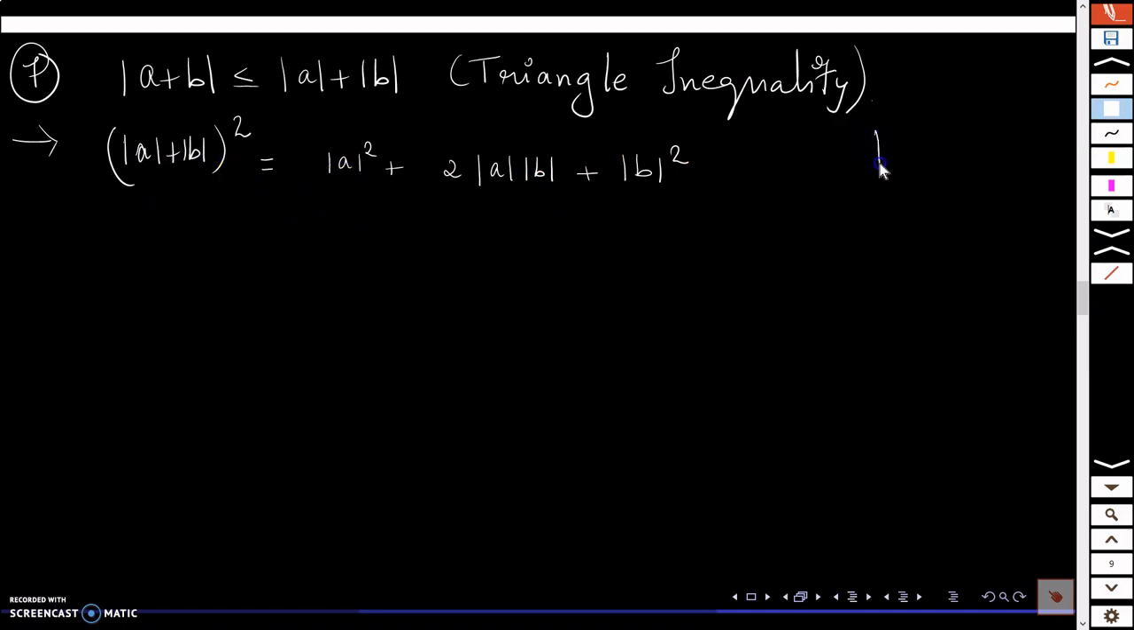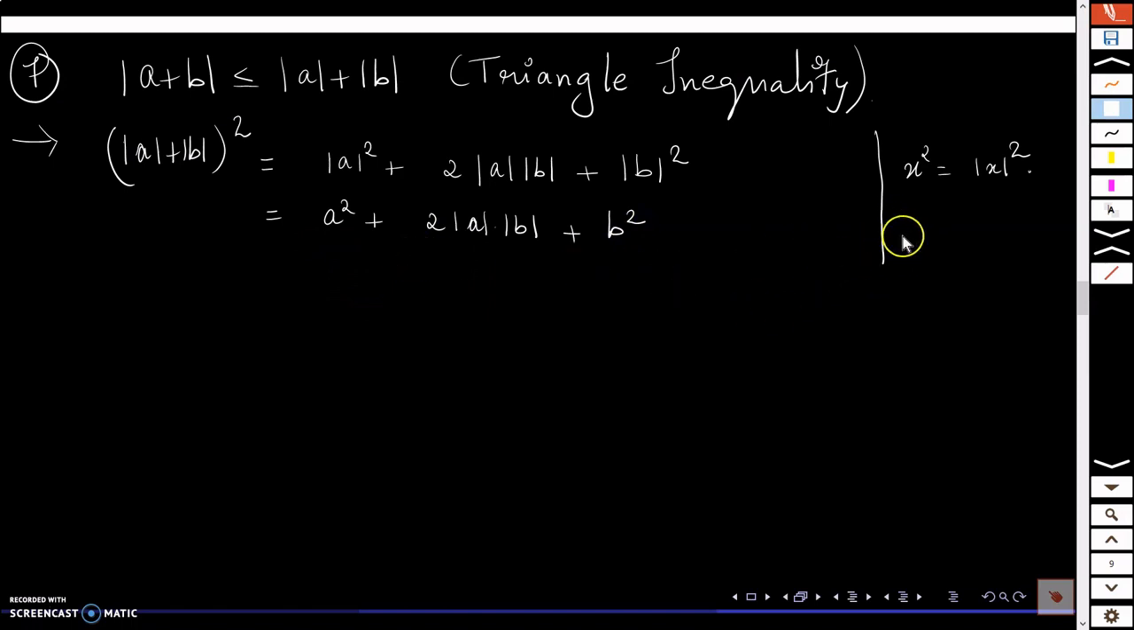Now in one of the properties, I have shown that x square is the same as mod x the whole square. So instead of mod a the whole square, I can put a square by this property. So this turns out to be a square plus 2 times mod a into mod b plus, again using the same property, b square. So I have this expression with me.